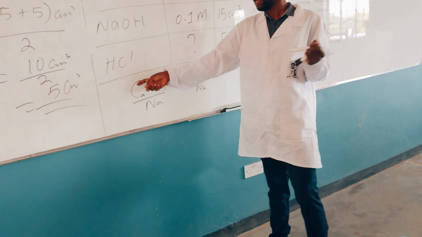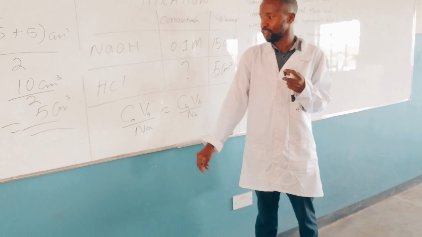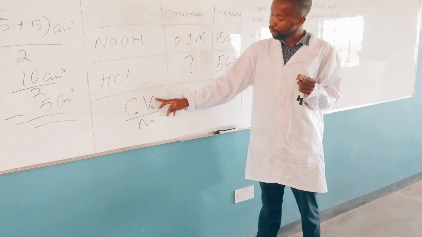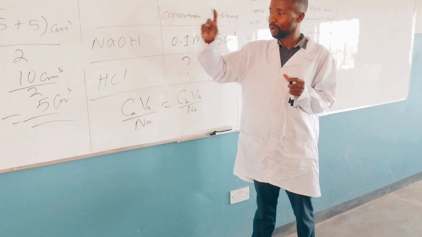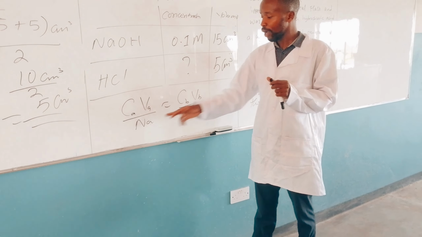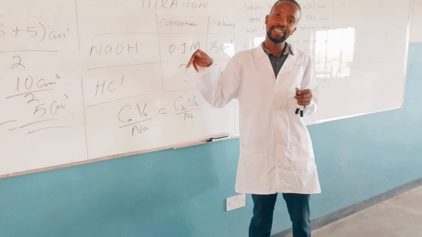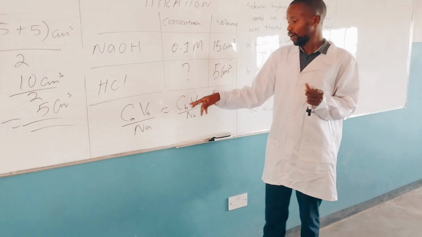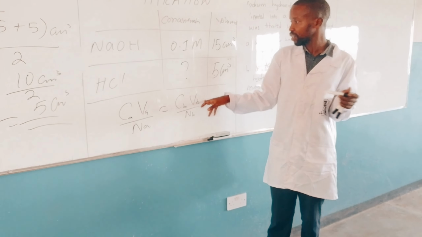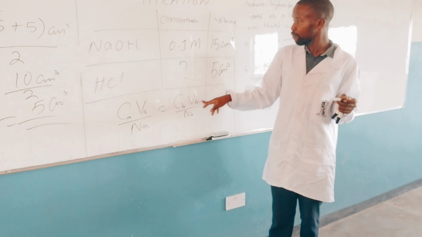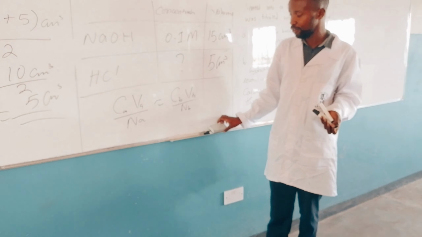Just a reminder, CA indicates the concentration of the acid used in that particular titration reaction, while VA is the volume of the acid used to neutralize the base. NA is the number of moles of the acid in the balanced chemical equation. CB is the concentration of the base, VB the volume of the base used, as well as NB, the number of moles of the base.